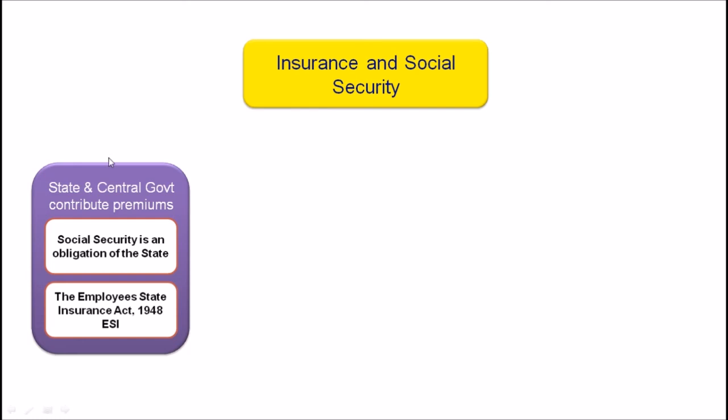Dear friends, as a statutory, that means compulsory, social security is an obligation of the state. Yes friends, the state has to take care of social security. The Employees State Insurance Act, 1948, ESI came into power. That means state and central government contribute premiums under the Employees State Insurance Act. ESI is run by state and central government contributions.